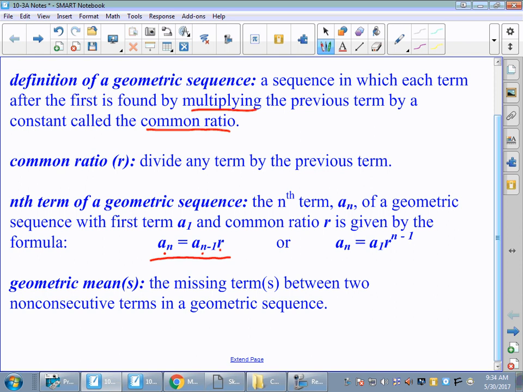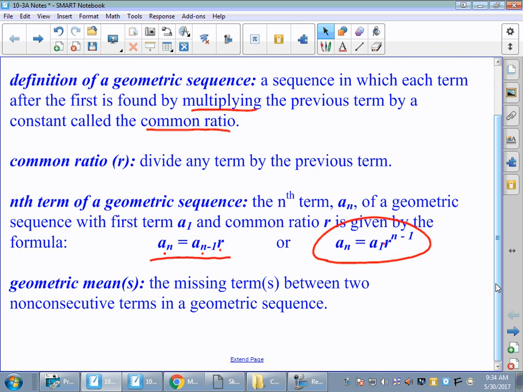So this is the one that we're really going to concentrate on. So if you want to find the nth term, you take the first term and you times it by r to the n minus 1 power. Okay, lots of order of operations here again. So just the order in which you do things. You can find a sub n using that formula. You find a sub 1 using that formula. You can find r using that formula, and you can even find n.